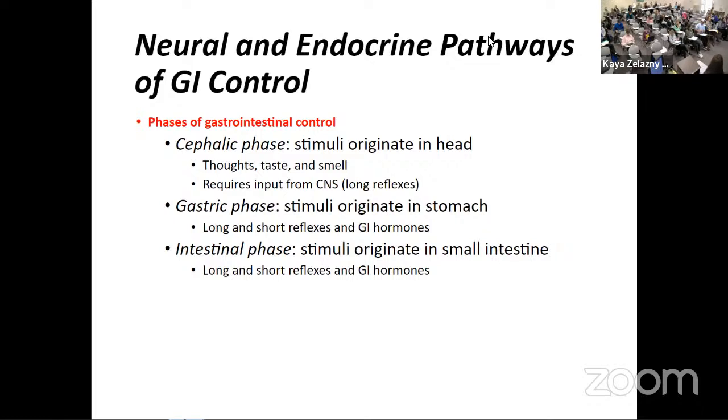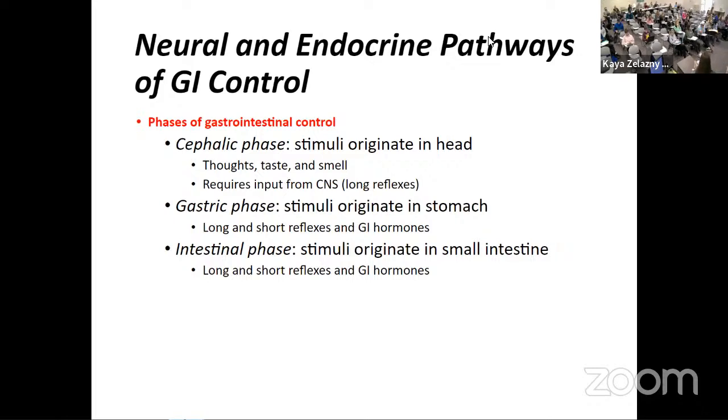The word gastric always refers to the stomach. So our gastric phase control is all going to be about stuff coming from the stomach. Once the food reaches your stomach, we're going to have stimuli that the stomach is releasing to say, hey, we've got food in here. Actually, we can also sense when there's no food in the stomach. So this is going to be involved in both long reflexes and short reflexes. And your stomach is also going to be releasing gastrointestinal hormones, so it's releasing signals into the blood about this.